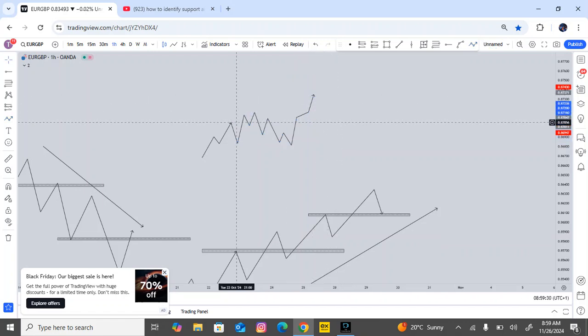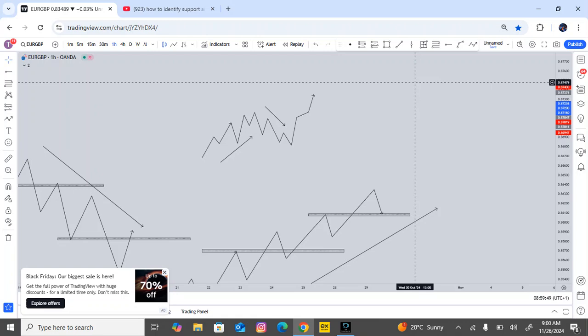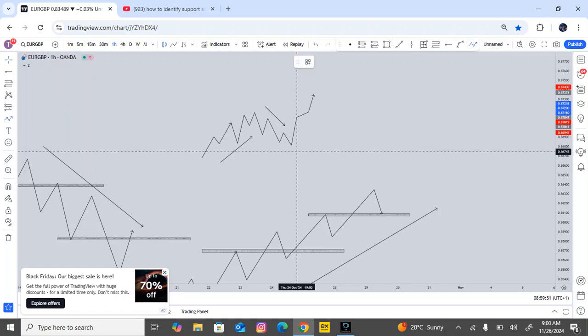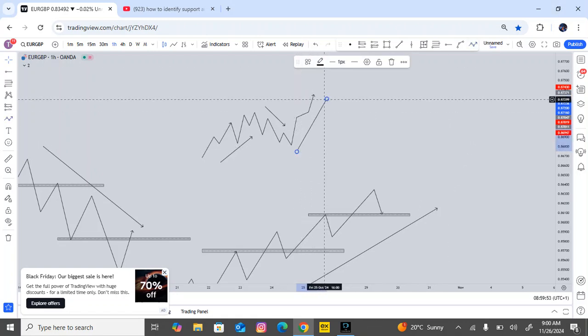As you can see now, this comprises two different trends. First of all, price started going up, which is the uptrend. Then here you can see the downtrend. Here you can see the uptrend continues.